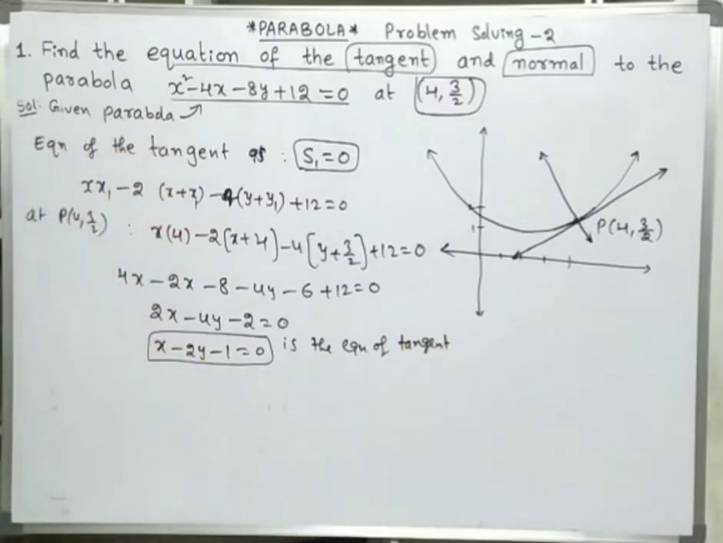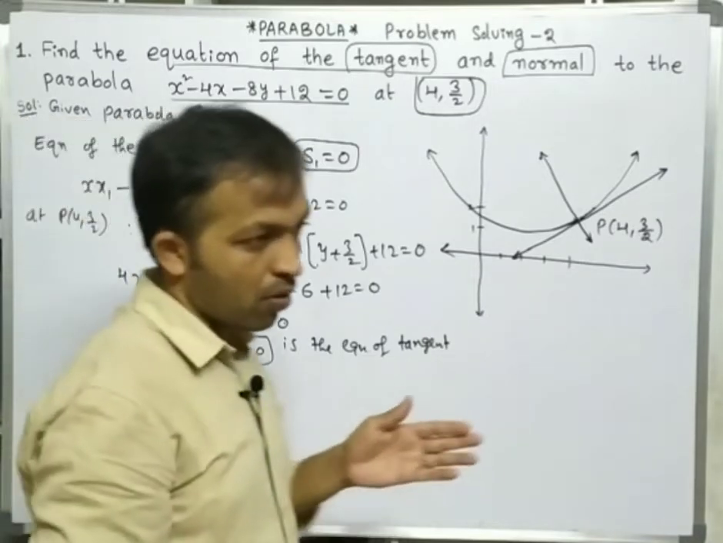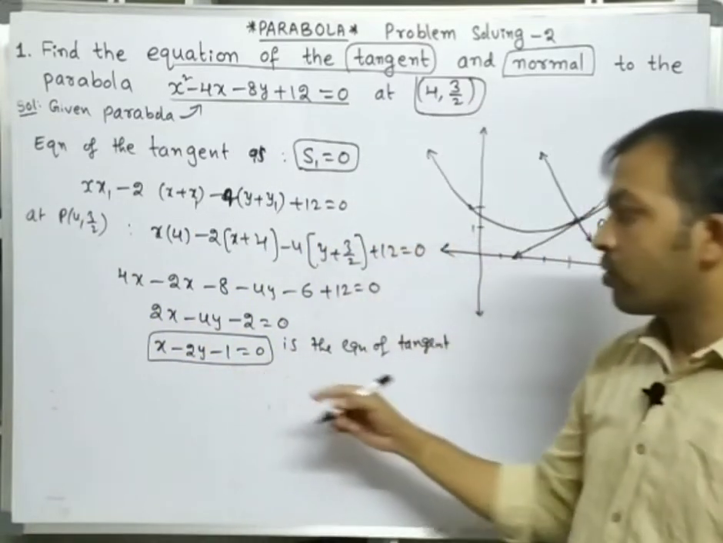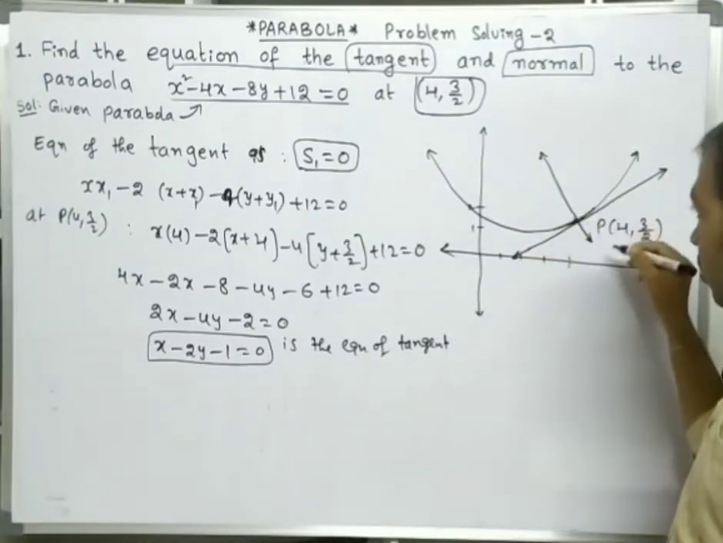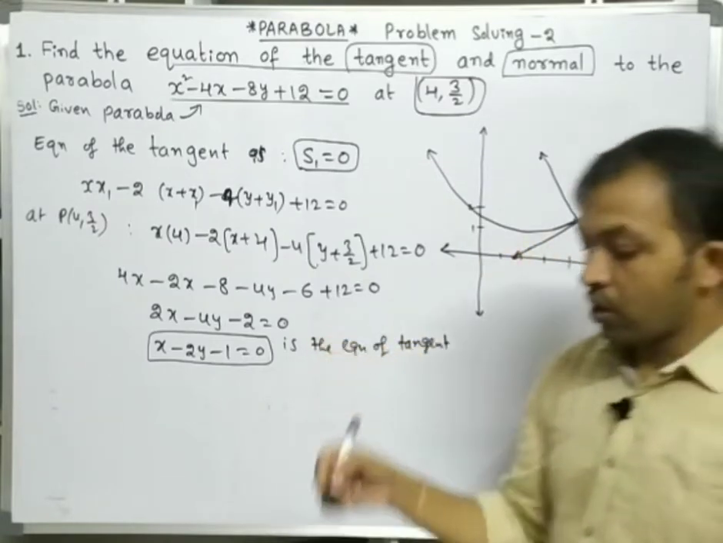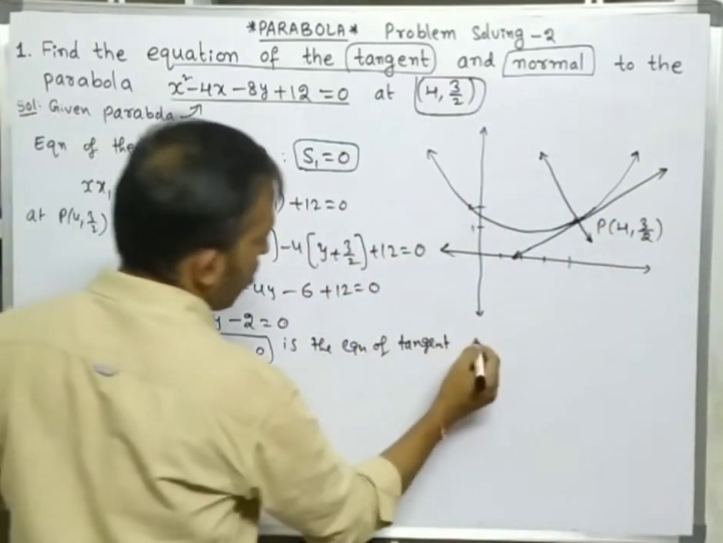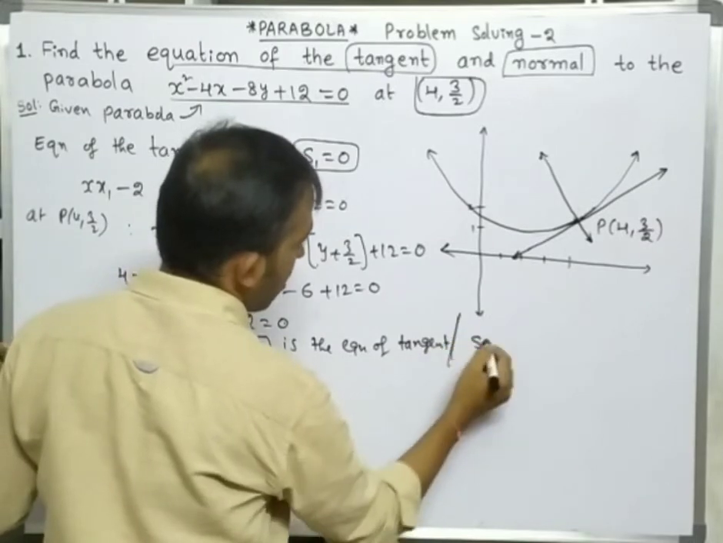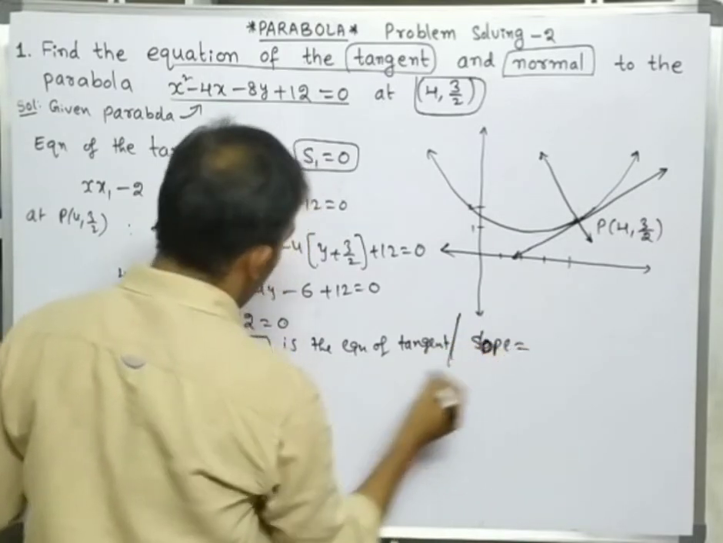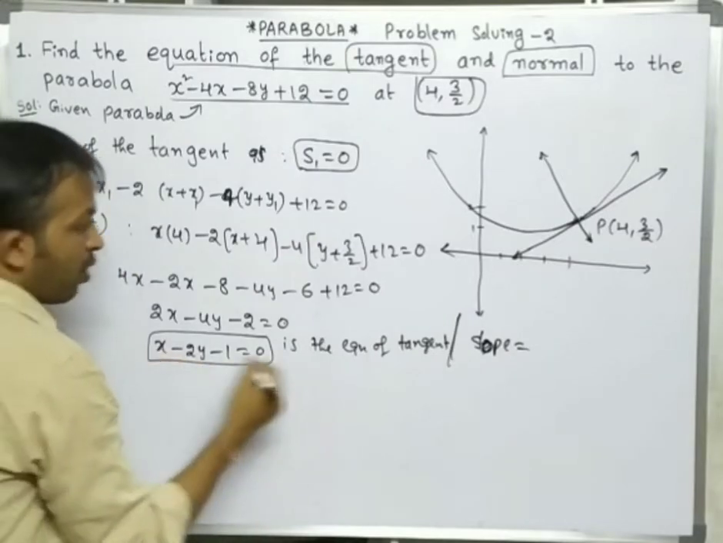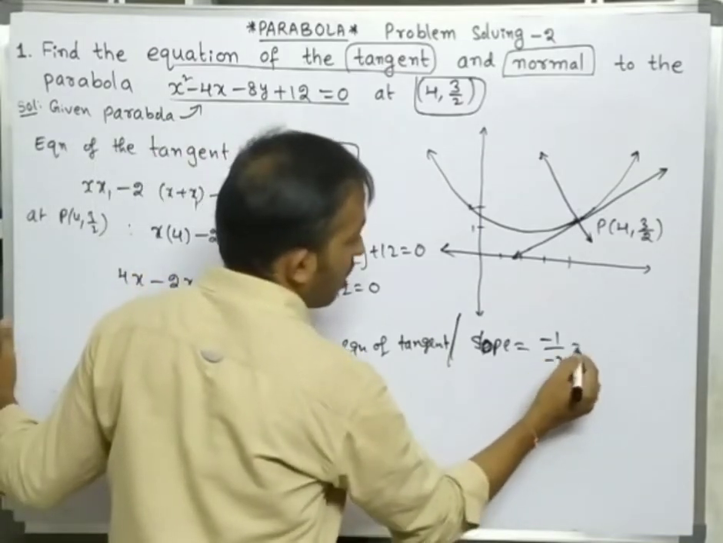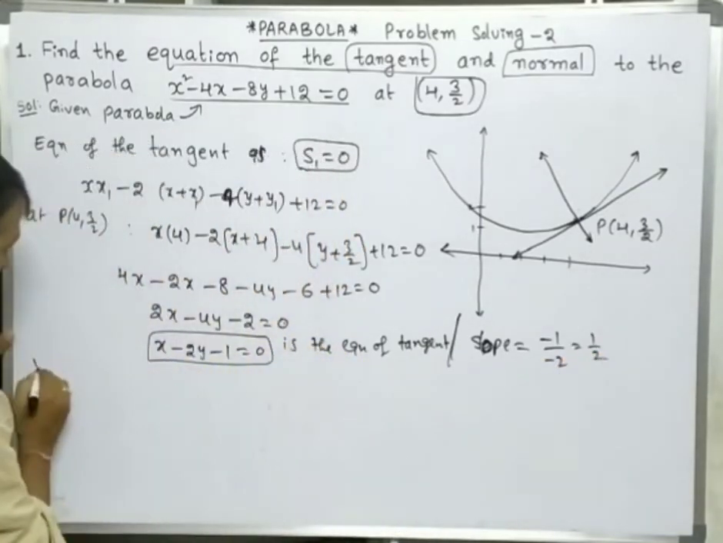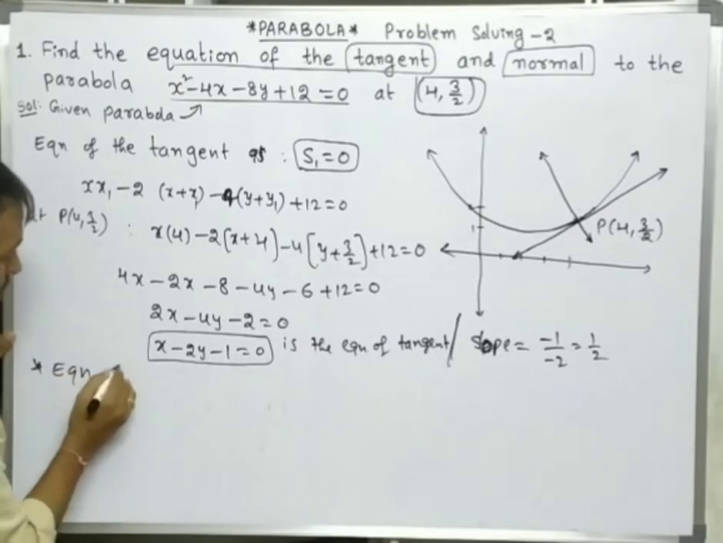So here we got the equation of the tangent. We can find the normal equation. Don't recall any formulas. By using this equation only we can find the equation of the normal. The normal is perpendicular to the tangent. So what is the slope of this tangent line? Slope means minus x coefficient by y coefficient: minus 1 by minus 2, that is 1 by 2. So now the equation of the normal.